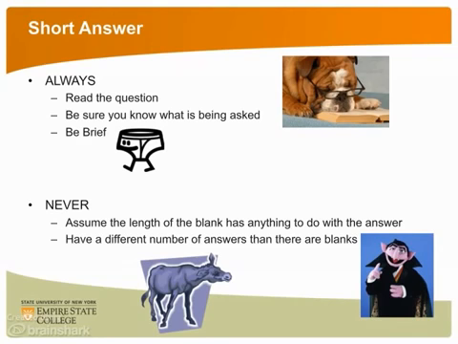There are certain things that you always want to do when dealing with short answer questions. Always read the question fully, and make sure you understand what is being asked. Always be brief in your answer. There are also things you never want to do when dealing with short answer questions. Never assume the length of the blank has anything to do with the length of the answer. And never have a different number of answers than there are blanks. For example, if a question has 3 distinct blanks, then the instructor is looking for 3 distinct answers.